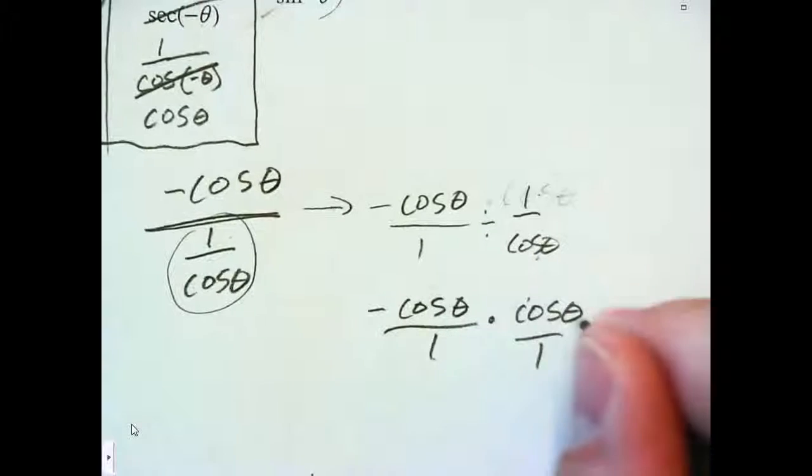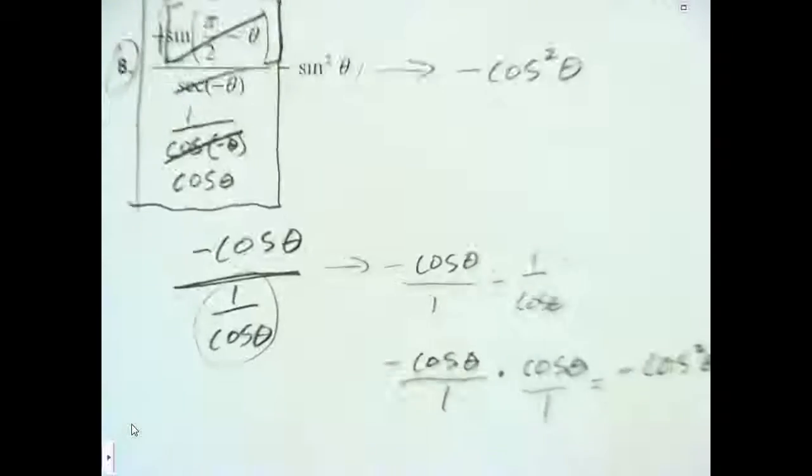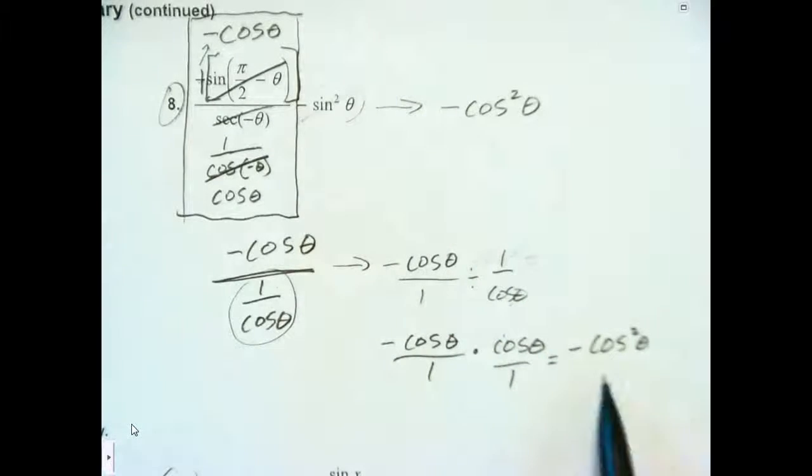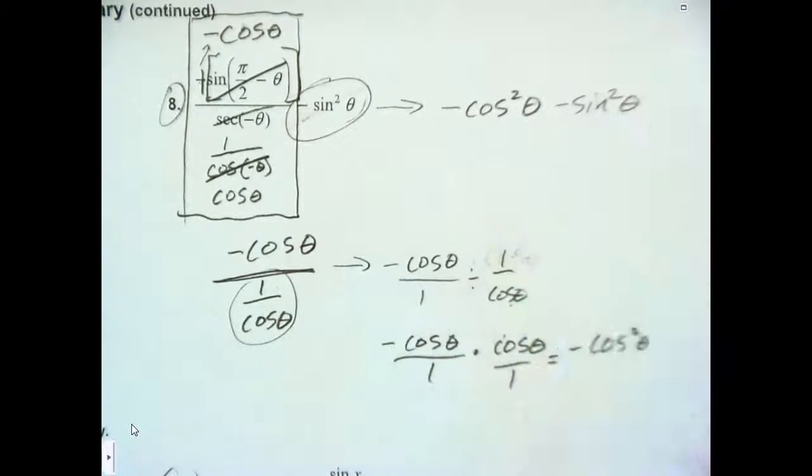Okay? So negative cos squared theta. Really what we have here is negative cos squared theta. We get that from this mess. Zoom out there so you can see it. So from this mess, we have negative cos squared theta. And then we have this, minus sine squared theta.